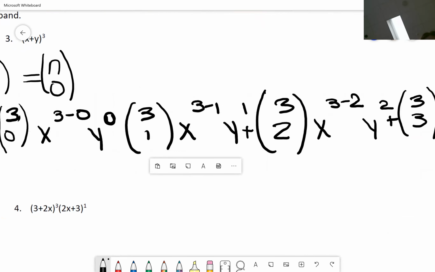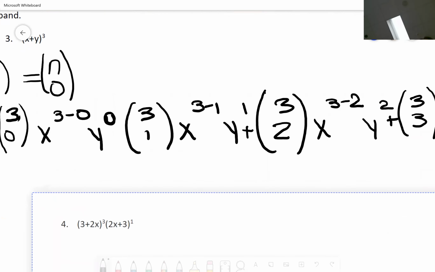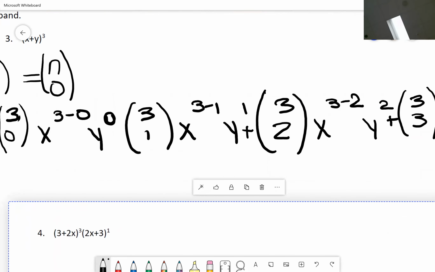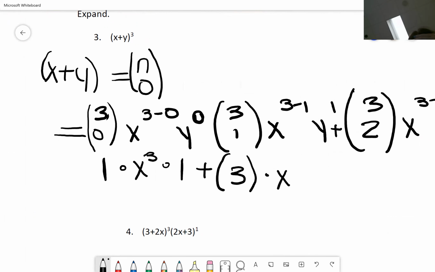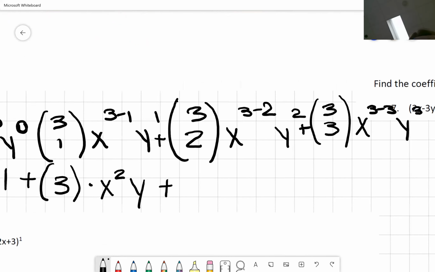Now, I need it. I don't remember it. Okay, I did something. This is a 1 times x to the third, yes, plus the next one's 3, yes, and then it's times x to the second, y, yes. Okay, I think I'm getting it.